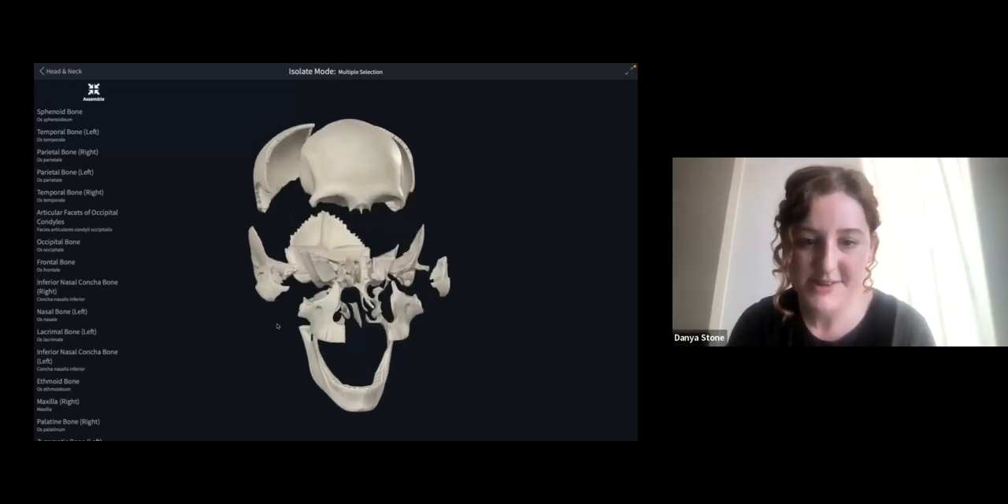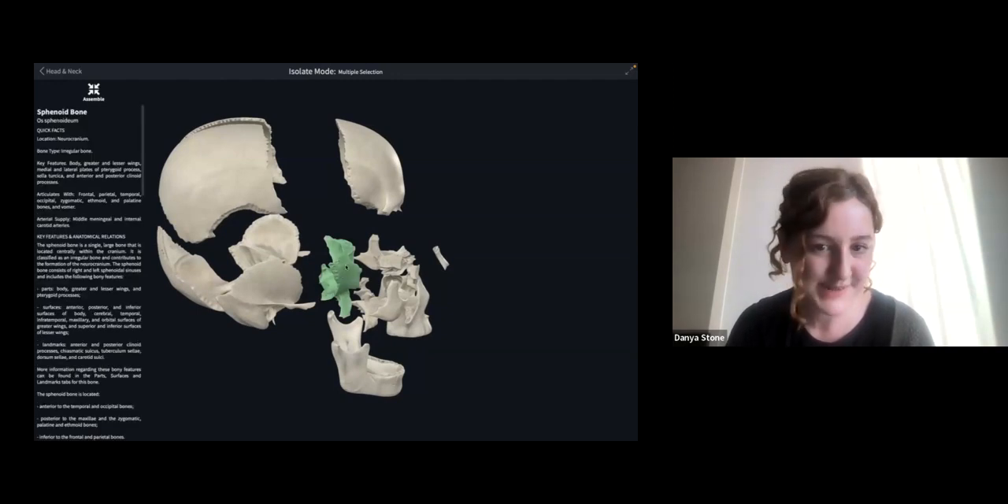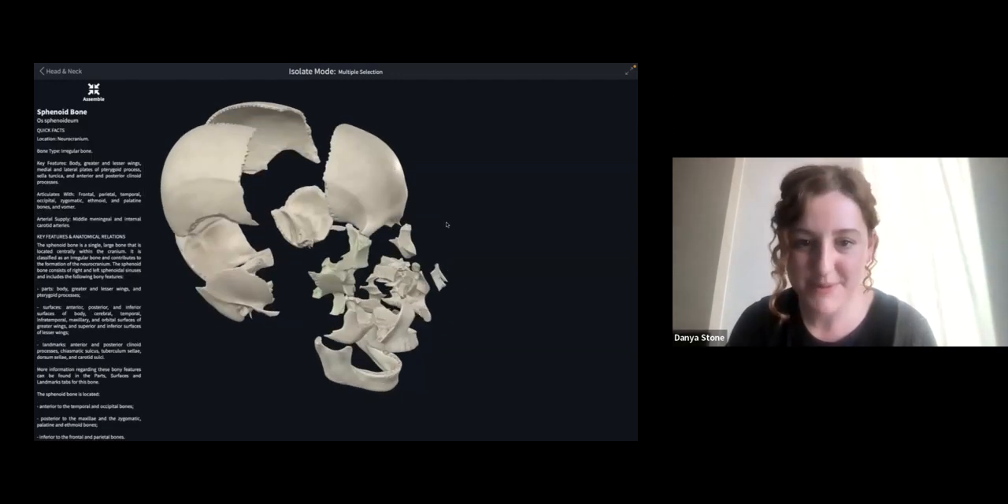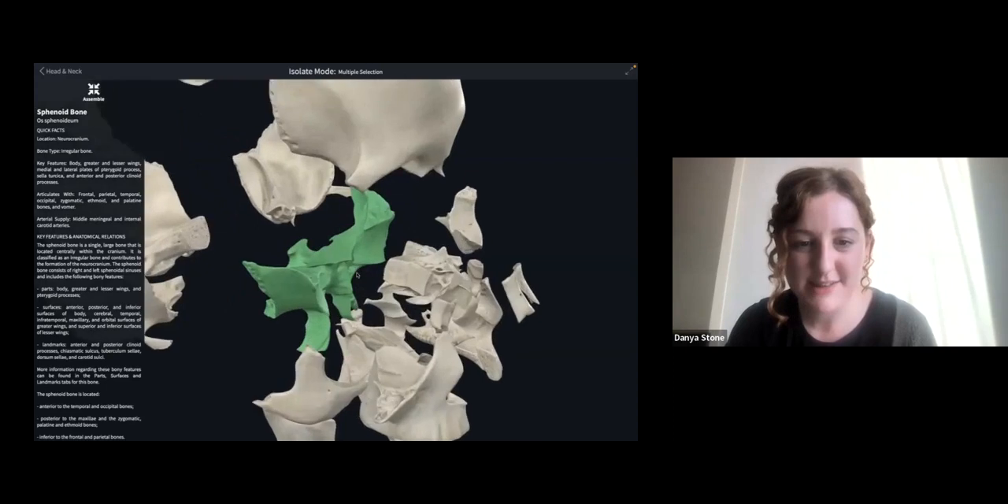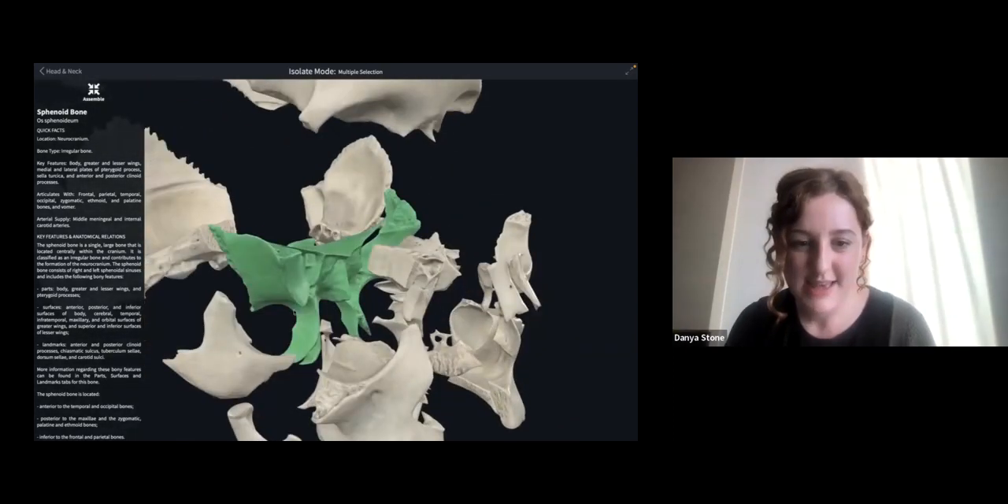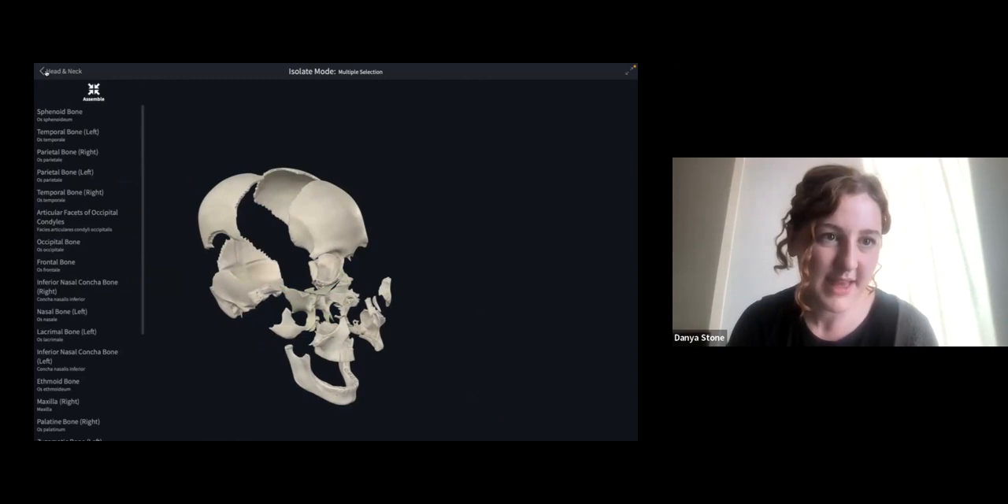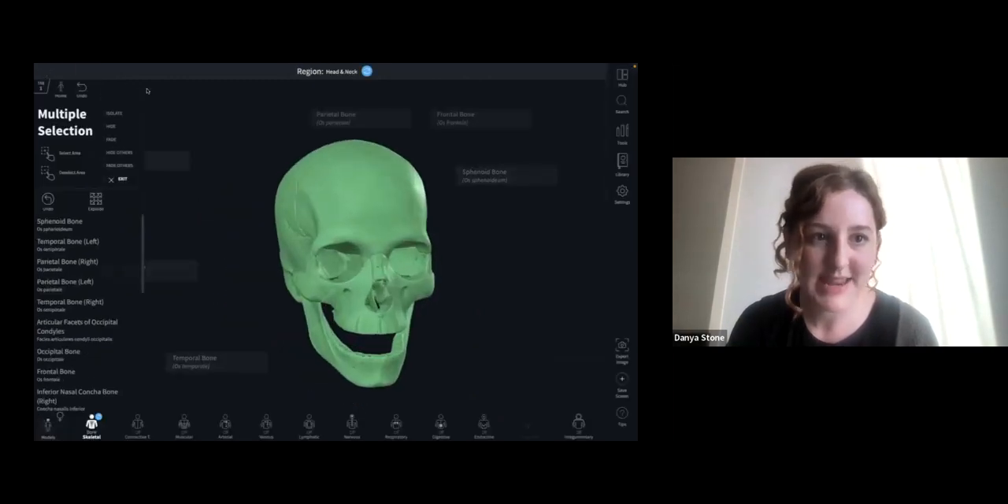So here I've exploded the skull to show all of the bones individually. And if I click on this one, this is the sphenoid bone. A lot of people say it looks a little bit like a butterfly. So you can see its wings, and then it's got its little legs down the bottom there. Okay, so they were the bones of the cranium.